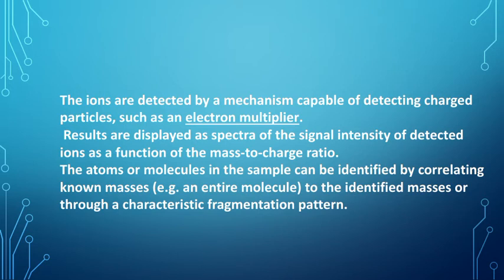Ions are detected by a mechanism capable of detecting charged particles, such as an electron multiplier. Results are displayed as a spectrum of signal intensity of detected ions as a function of mass to charge ratio. Atoms or molecules in the sample can be identified by correlating known masses, for example an entire molecule, to the identified masses or through a characteristic fragmentation pattern.